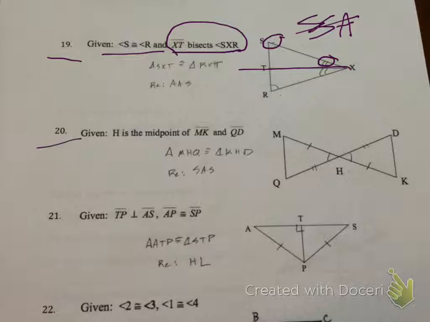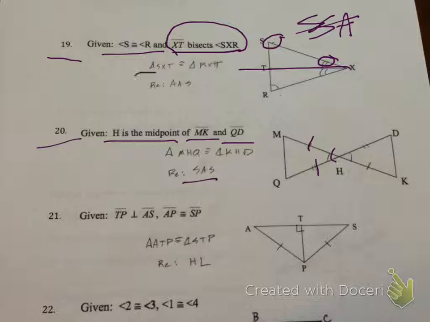Next one, 20. Given that H is the midpoint of both diagonals here, that means that these are equal, and then these are not the same as the other diagonal per se, but they're equal to each other. They're split in half. That's what a midpoint does, splits the whole segment into 2 equal parts. Then there's vertical angles, of course, and with just all those markings in there, you can see I've got side, angle, side for my congruence.